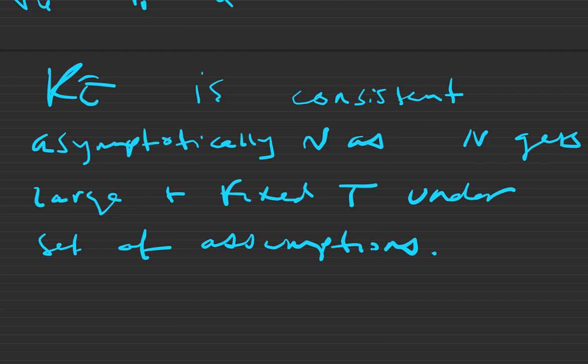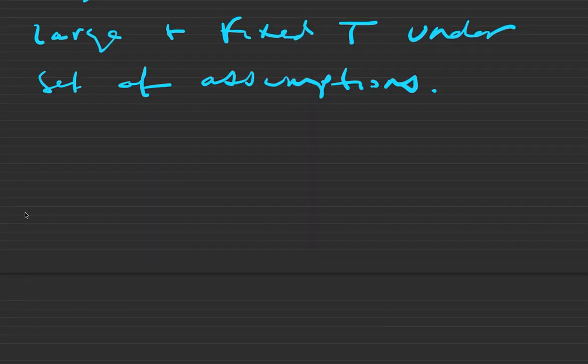We just introduced the random effects model and we discussed that random effects is consistent and asymptotically normal as the sample size gets large with the number of time periods fixed under a certain set of assumptions. Let's discuss those assumptions.